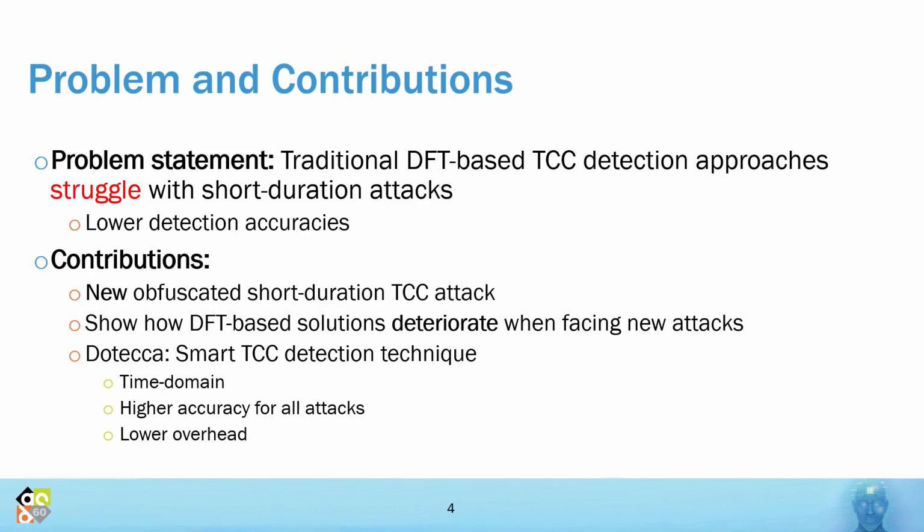First, we propose a new obfuscated short-duration attack, which manages to stay undetected under the state-of-the-art techniques. Then, we show how DFT-based solutions deteriorate when facing short-duration attacks. Finally, we propose DOTECA, a smart thermal covert channel detection technique. By employing windows of time domain measurements, we are able to obtain high detection accuracy for all types of attacks. Furthermore, we show how our detection solution produces very low overhead in comparison with other existing approaches.